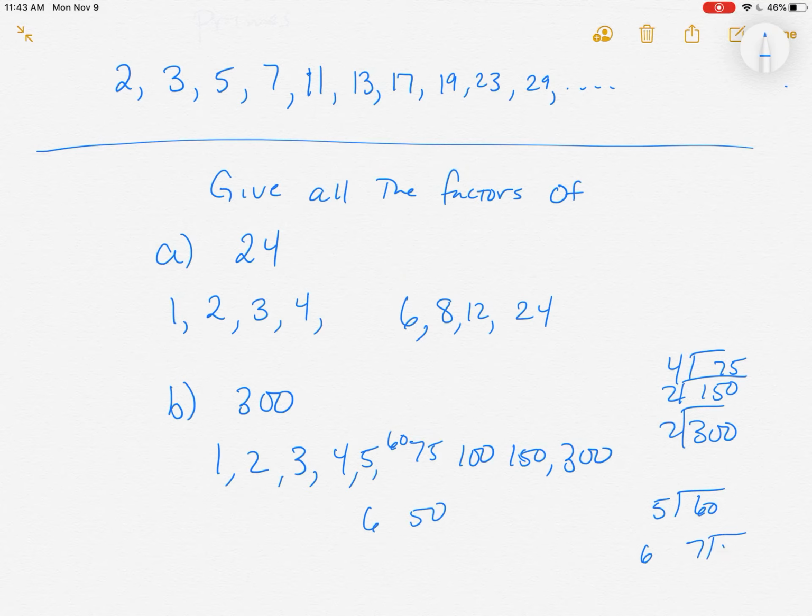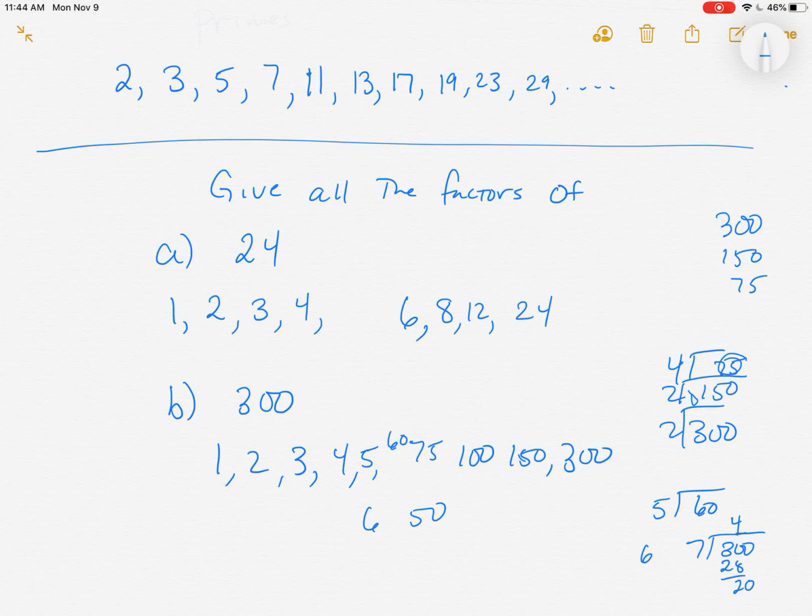8 might, but I don't think so. And here's the reason why I don't think so. When we did the 4, we got a 75. We would need one more 2 to go in there. So 300 divided in half is 150. Divided in half is 75. 8 won't go in there.